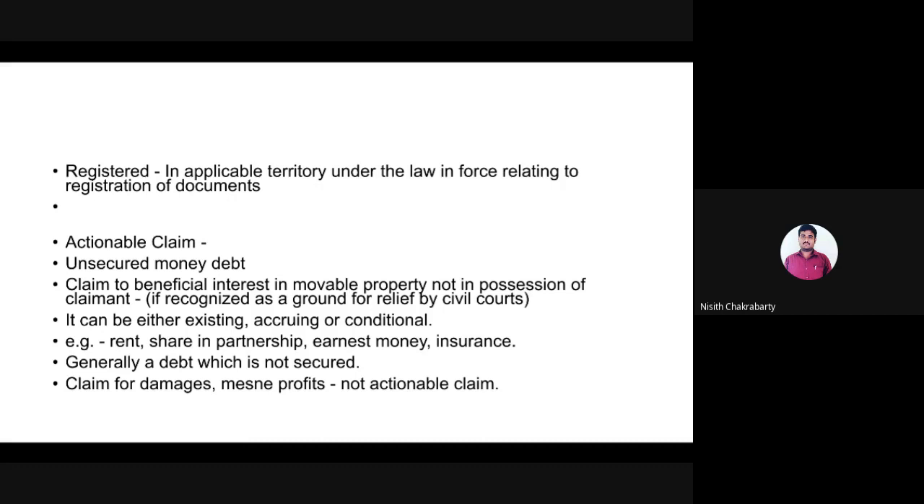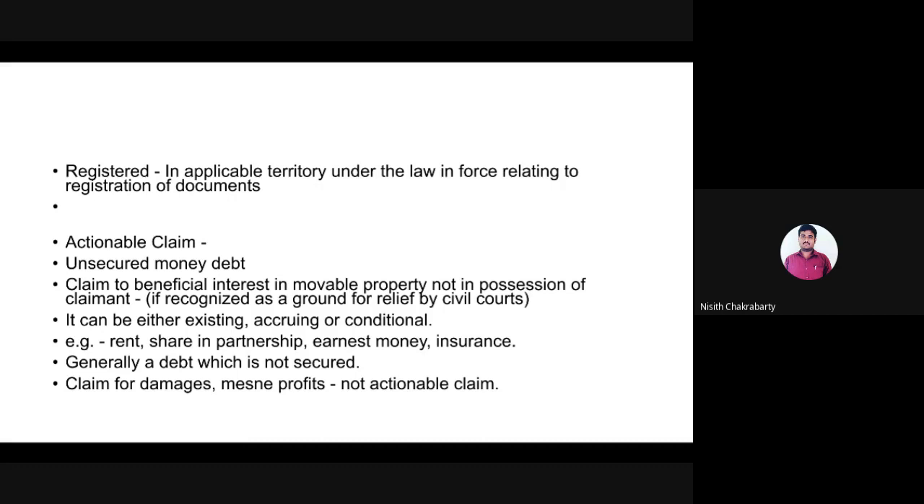An interesting example would be that suppose my cow went into someone else's farm and ate something. Obviously what did he do, he kept the cow and said I will not release it until whatever loss has accrued to me is substantiated by the owner. So that cow, which is a movable property and is not in my possession because he has kept it, that will also be an actionable claim.